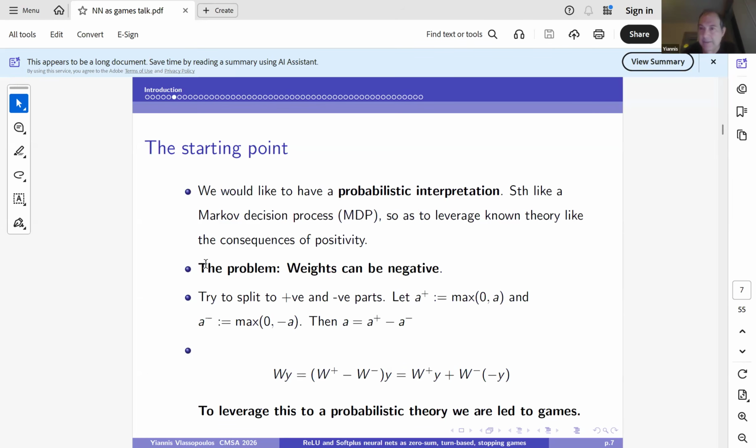Now, the starting point is we wanted to have something like a probabilistic interpretation. But the problem you run into immediately when you try to make a probabilistic interpretation is that the weights are not necessarily positive.